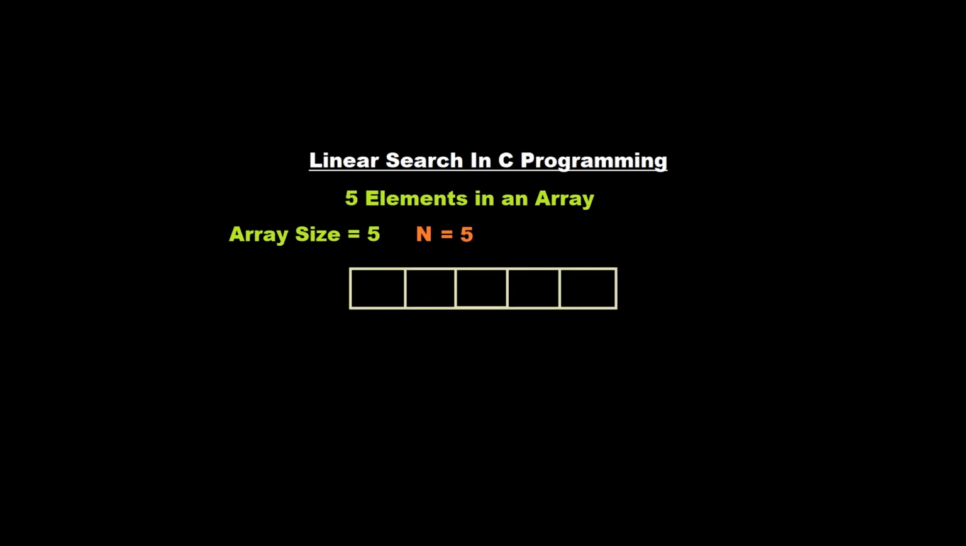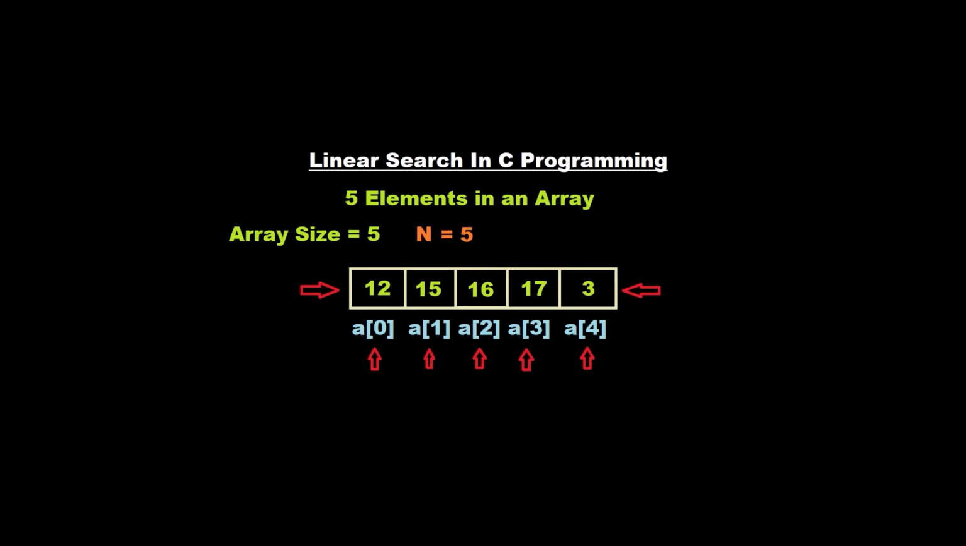Now, let us take the 5 elements. Let me take the elements as 12, 15, 16, 17, and 3. These elements will take up the index like this: a of 0, a of 1, a of 2, a of 3, and a of 4. Since the indexing starts from 0 and there are 5 elements, it will start from 0 and end at 4. So a of 0 will be 12 and the last element will be a of 4, which is 3.